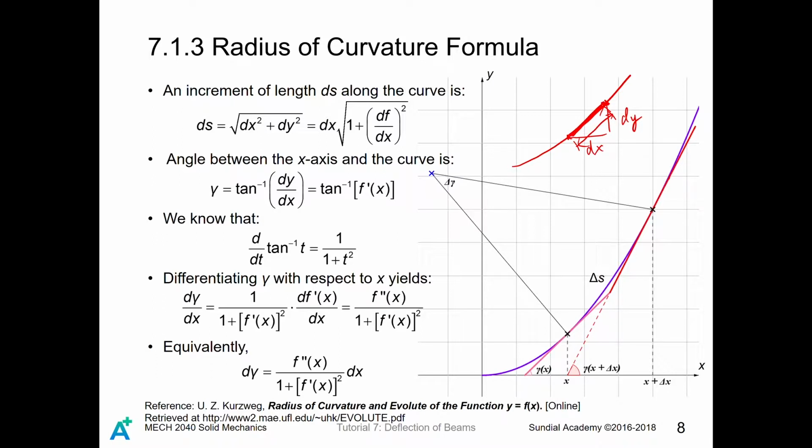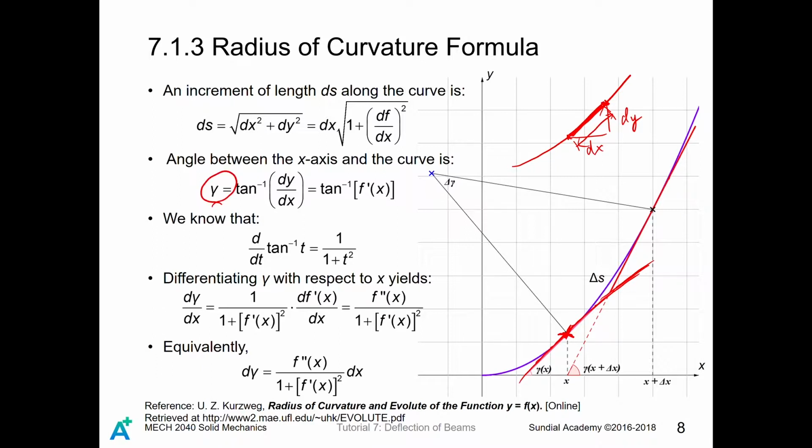So the angle between the x-axis and the curve, so actually it is the angle between the x-axis and the tangent to the curve at certain point. Say here, we take this point and we take the tangent, which is here. Then we can get an angle between this tangent and the x-axis. So this angle gamma is given by the arctangent of dy/dx. So it is just arctangent of f'(x) because y equals f(x).